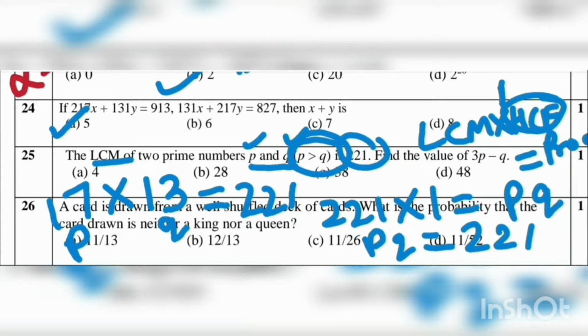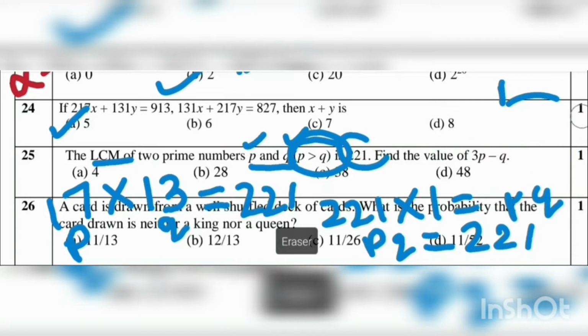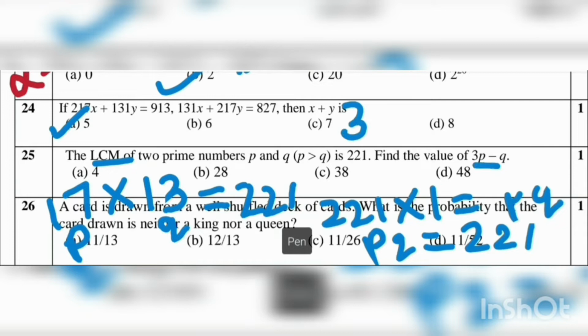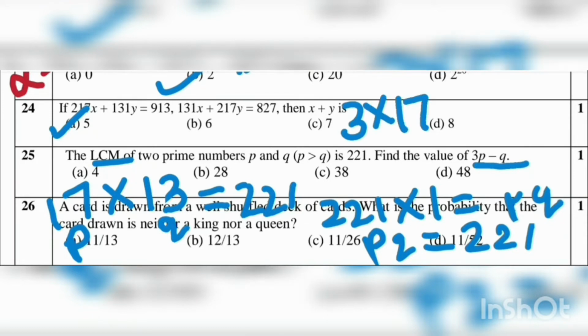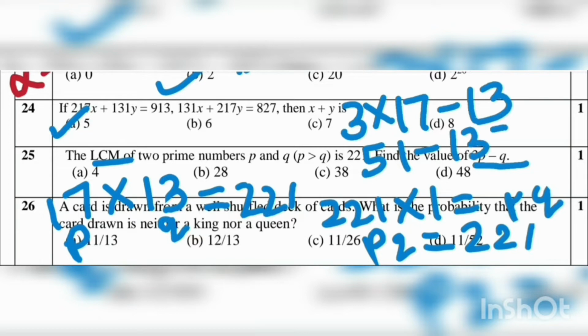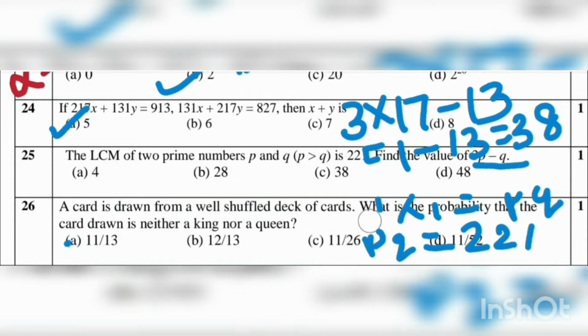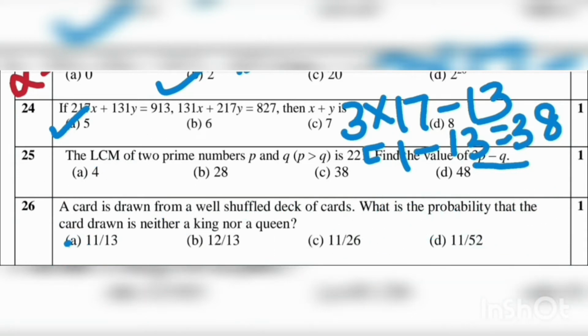Now we have to find the value of 3p minus q. So we will put values in this. 3p minus q, 3 into 17 minus 13. 3 17s are 51 minus 13. So our answer will be 38. So we can go with option C. Option C is the correct answer.